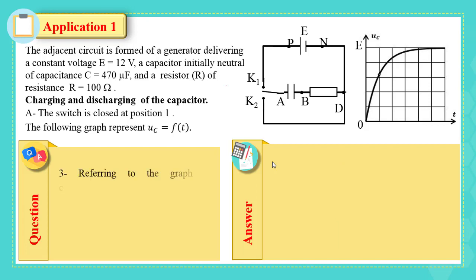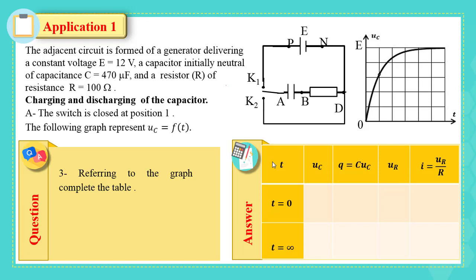Referring to the graph, complete the table. We are going to find the values of UC, Q, UR, and I at two instants, t equals 0 and t equal infinity. We are going to use the graph to find the value of UC and the relation between Q and UC to find the value of Q, and the law of addition of the previous part to find the value of UR, and Ohm's law to find the value of I.